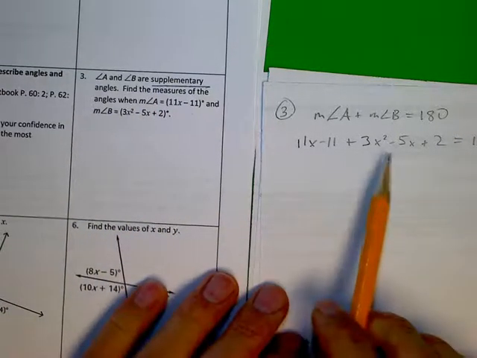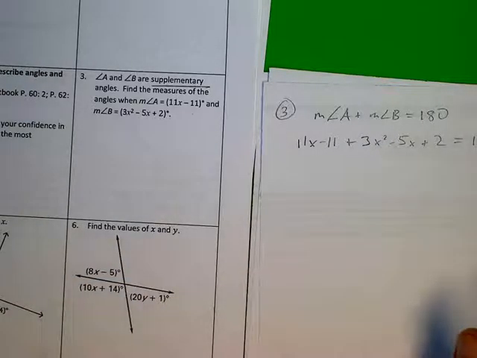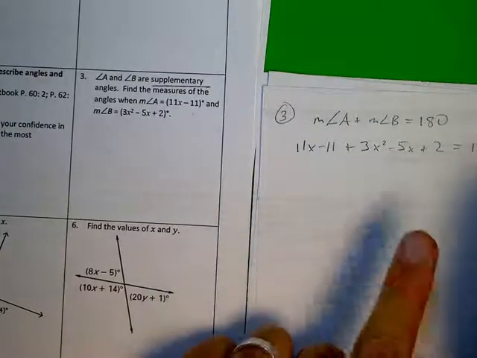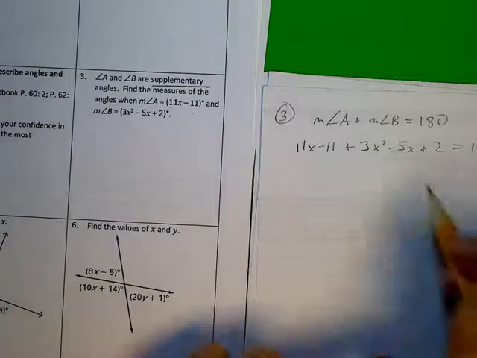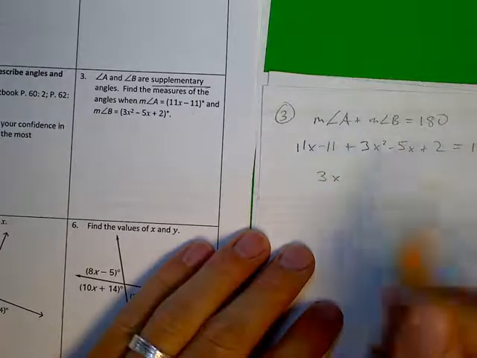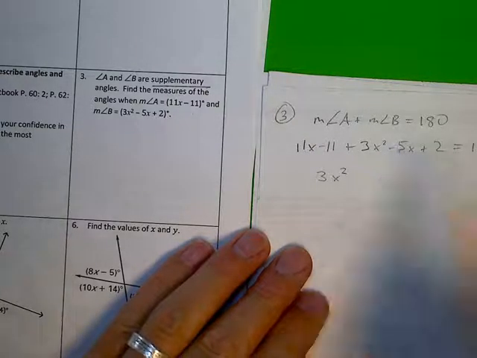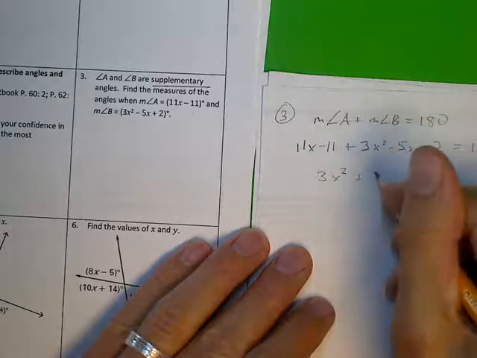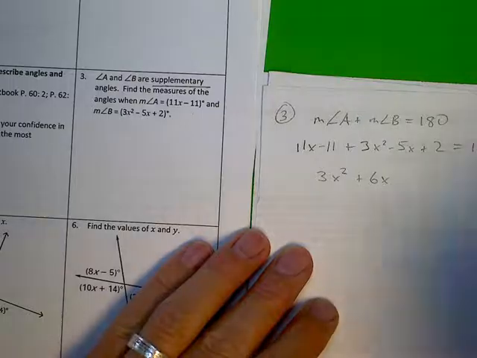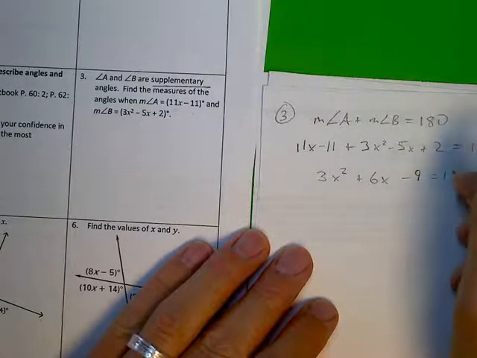Now, you might notice this x squared. That means this is a quadratic equation. So I'm going to try and solve this quadratic equation. And remember, to solve a quadratic equation, you want to set it equal to 0. So the first thing I'm going to do is combine my like terms and write them in the normal order that we usually write quadratic equations in, which is starting with x squared. Now the 11x minus the 5x would be plus 6x. And we've got negative 11 and positive 2, which is negative 9, equals 180.